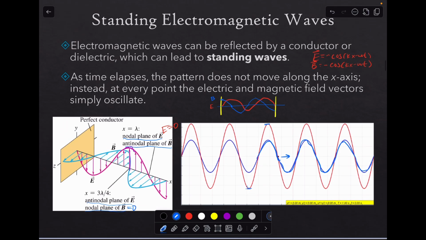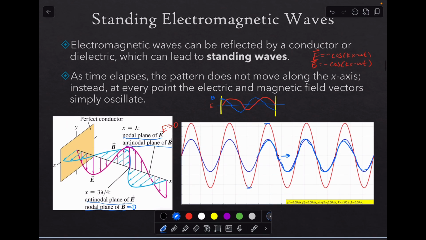So standing electromagnetic waves behave the same way as a standing mechanical wave that we learned about in Physics 1, except now we have two components of the wave to worry about. We have B and E to worry about, and they are no longer in phase. They are out of phase because when they encounter a conductor, the E field cannot exist in a conductor, and therefore it reflects off of the boundary of the conductor and turns around, travels the other way. And so then you get these left and right traveling waves adding up constructively into a standing wave.